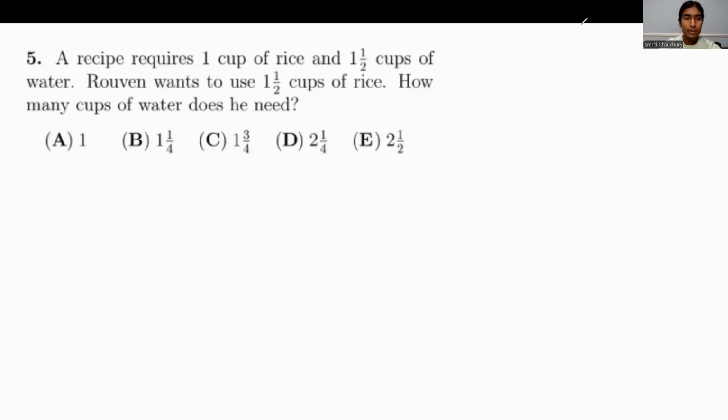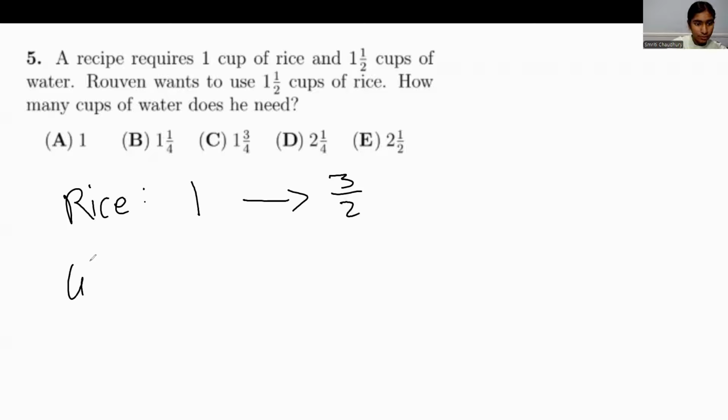Number 5. A recipe requires 1 cup of rice and 1½ cups of water. Reuben wants to use 1½ cups of rice. How many cups of water does he need? Okay, so we know the recipe for rice starts with 1, and then it becomes 1½ which is also 3/2. So let's write it like that.